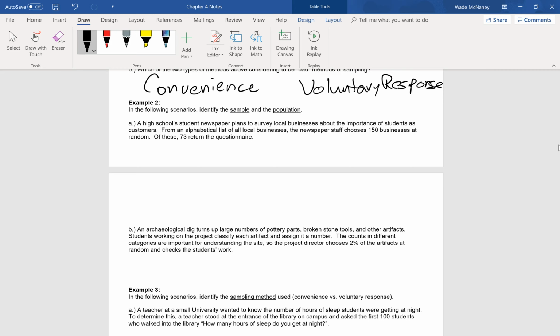A high school student newspaper plans to survey local businessmen about the importance of students as customers. From an alphabetical list of all local businesses, the newspaper staff chooses 150 businesses at random. Of those, 73 return the questionnaire. So in this case, the population, who are we trying to gather information about? The population is all local businesses.